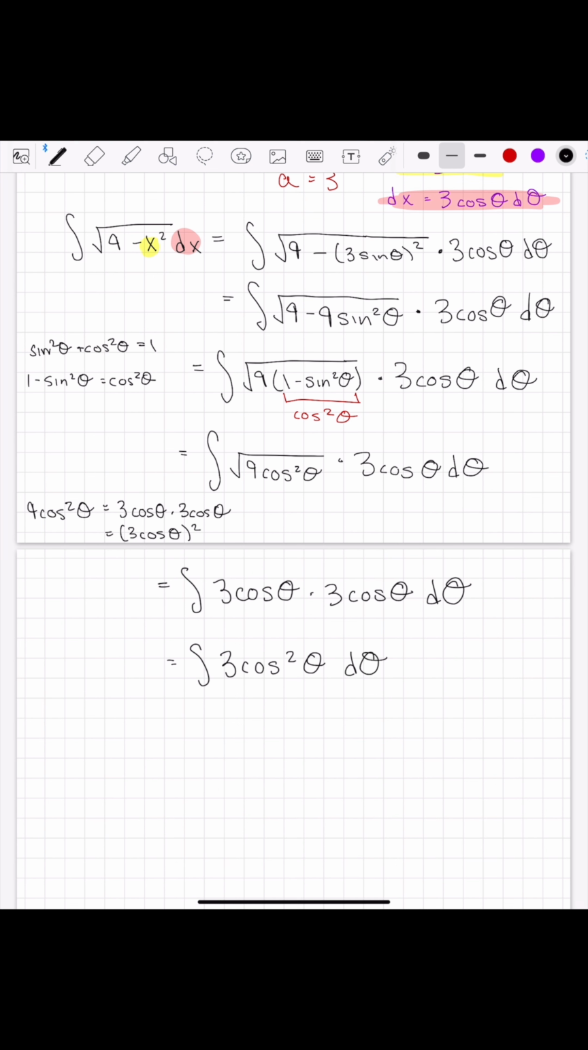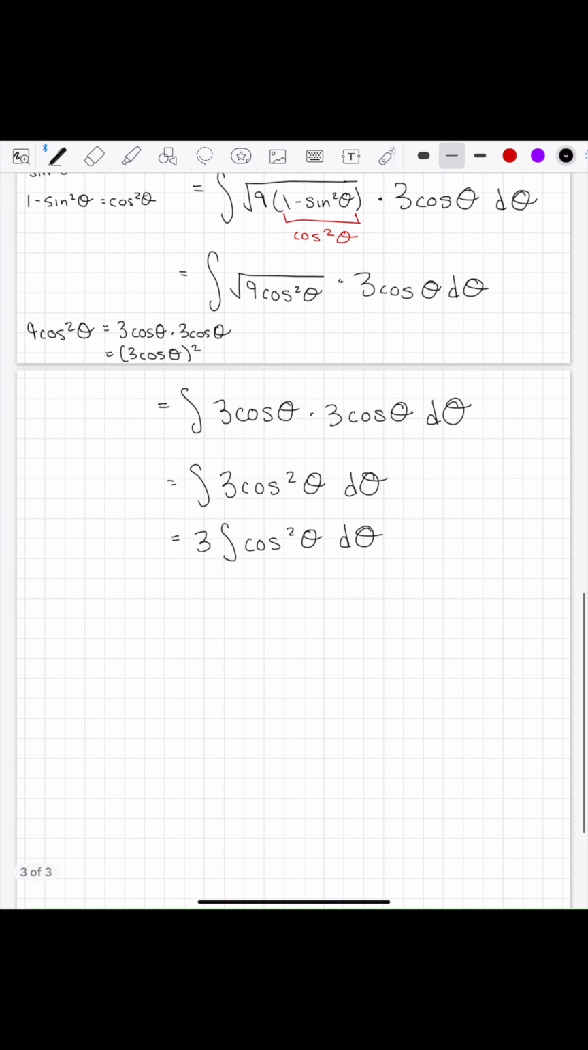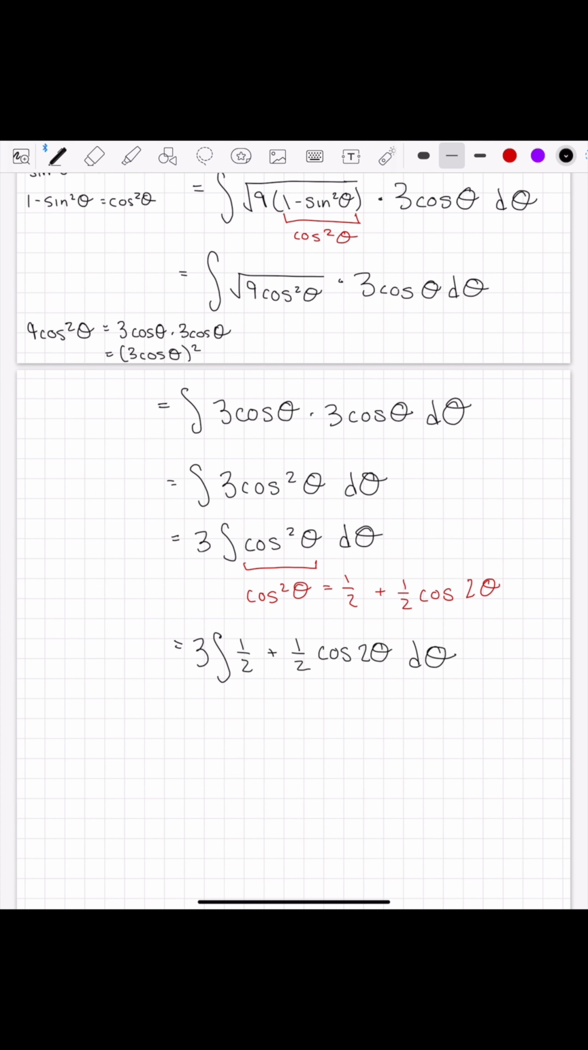And notice, we're still at an integral with a trig power. We could simplify this by pulling out the 3. Remember, if we only have an even power from section 3.2, you want to replace this cosine squared theta with the even power trig identity, which was 1/2 plus 1/2 cosine 2 theta. So this is going to become 3 times the integral of 1/2 plus 1/2 cosine 2 theta d theta.